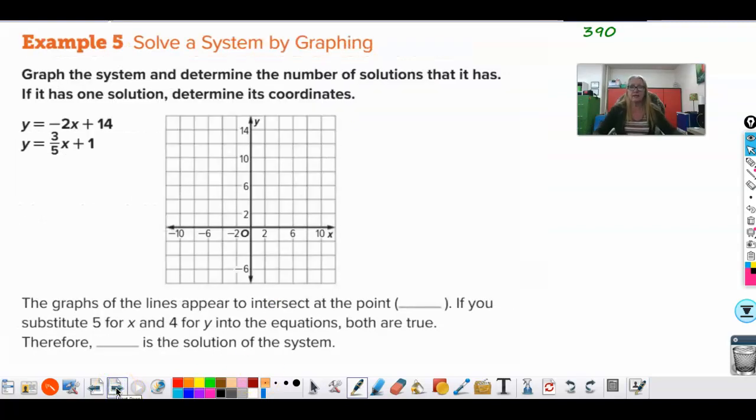All right, so they're going to ask us to solve this by graphing these two lines. Okay, I'm tired of this color. I want a better color. Let's go with red. Okay. All right, so the first one has a y-intercept of positive 14, so we put our dot there, and a slope of negative 2, which means we're going to go down 2, right 1.